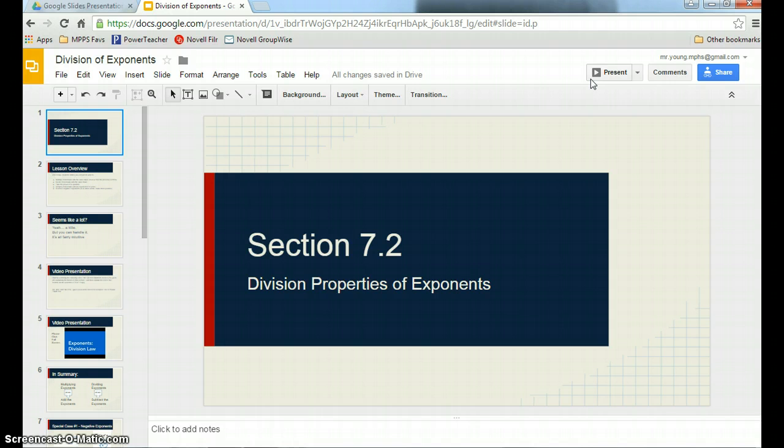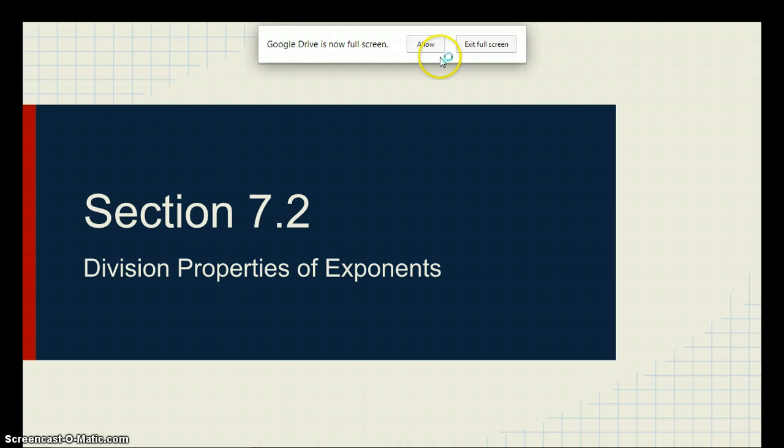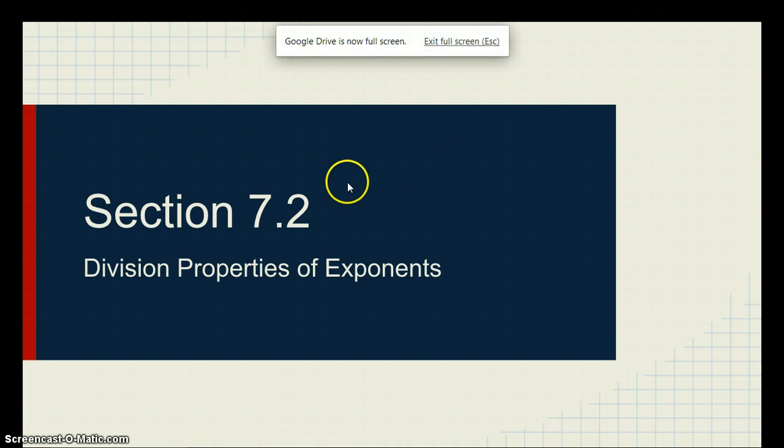So, get your notes ready, pen and pencil, all that fun stuff, and we should be ready to get started here. Allow, please. Google is in full screen.